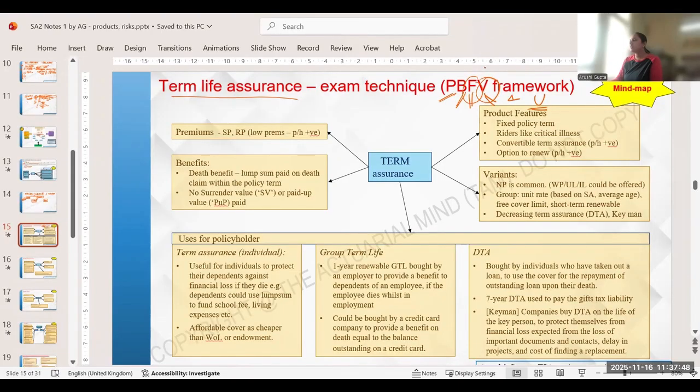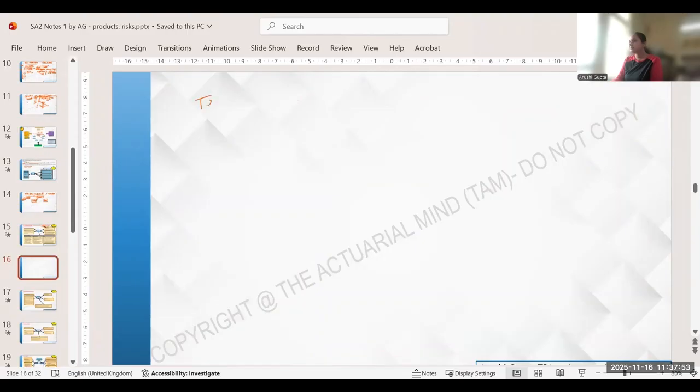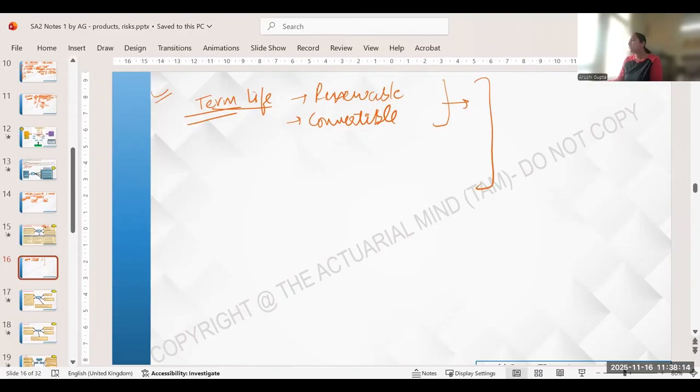Now in a term product, what are the different types you studied and came today? Renewable, convertible. Correct. Decreasing term assurance. Yes, renewable, convertible. So expect that in previous subjects you focused less on these twisted versions and more on the standard term, and that worked. Now in SA2 you have to focus on all the different features, because this is more likely to come and it has come, right? So yes, DTA, decreasing term life, and if it's a group variant, we said GTL, group term life.